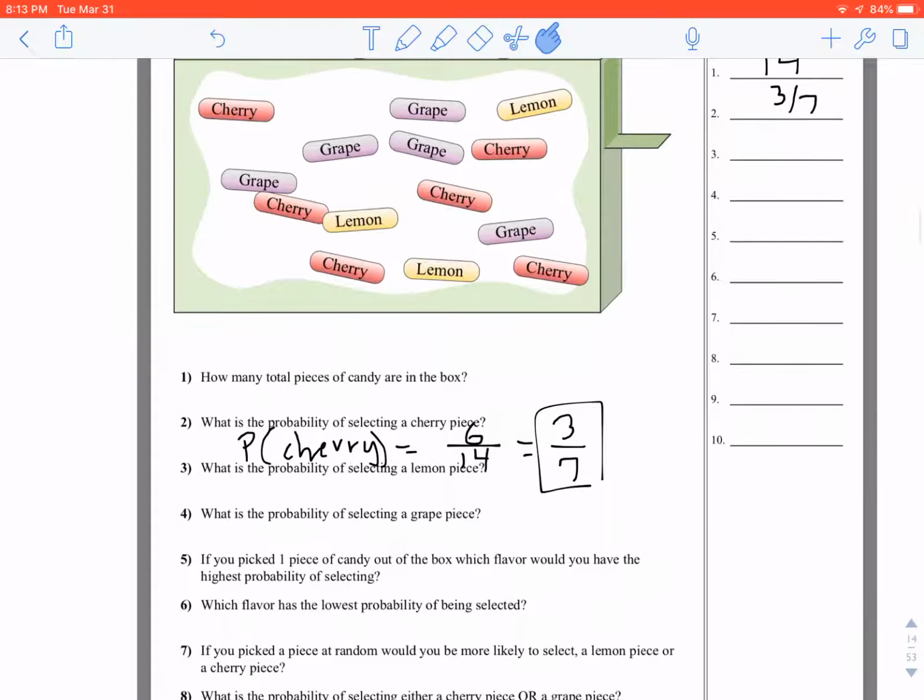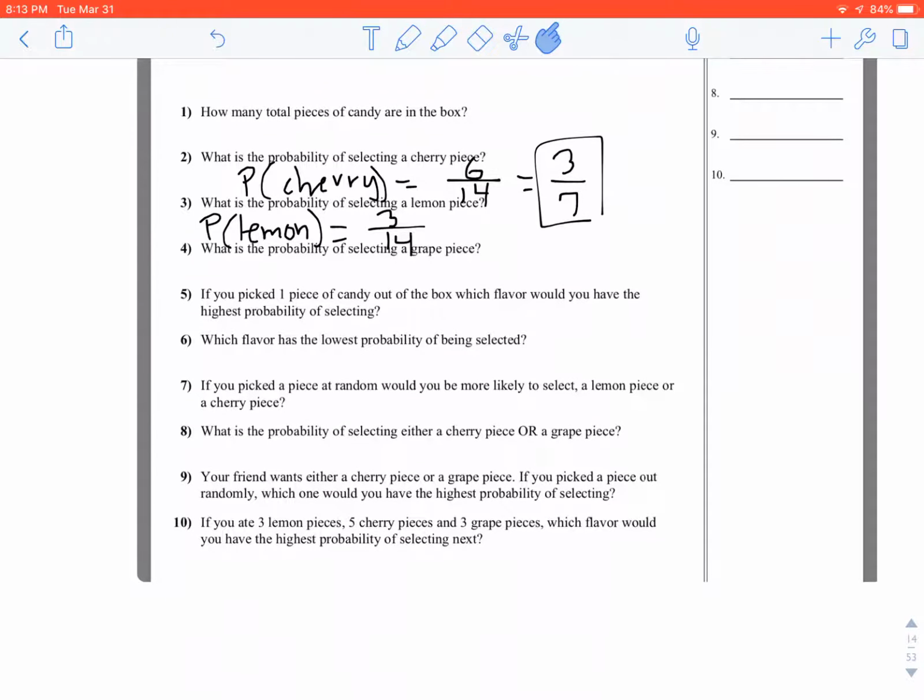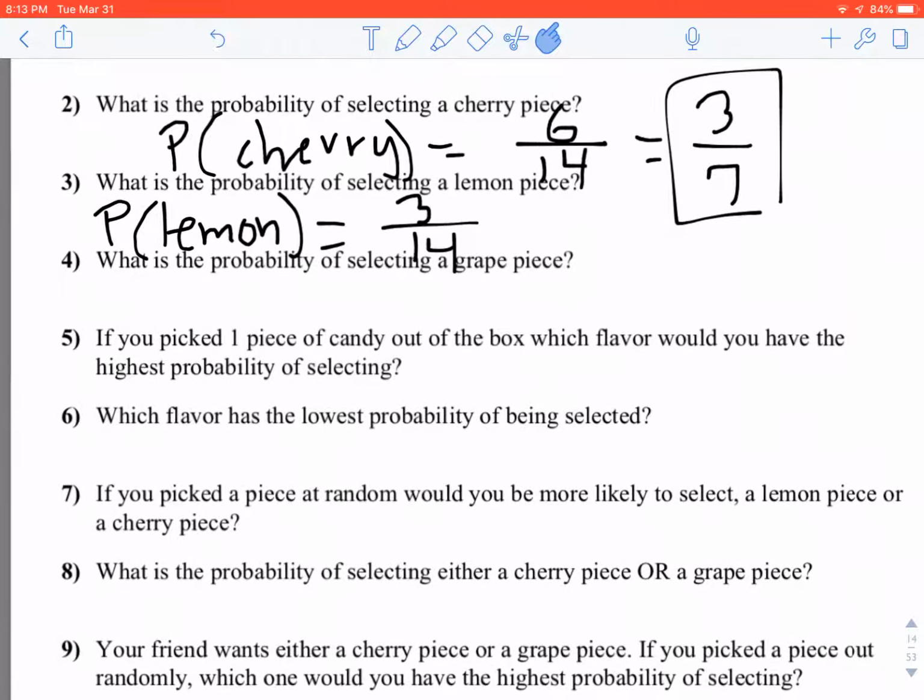Number 3 asks the probability of selecting a lemon piece. So again, making sure that you have your notation, probability of lemon. If you count up your lemon pieces, which is your favorable, there are 3, and there's a total of 14 pieces of candy in the diagram. 3/14 cannot be reduced any further, so that stays as your solution.